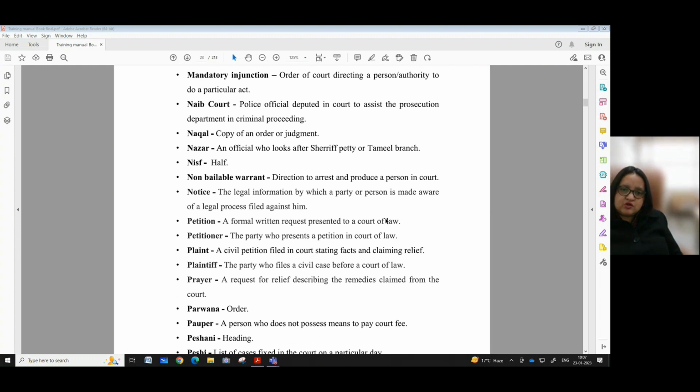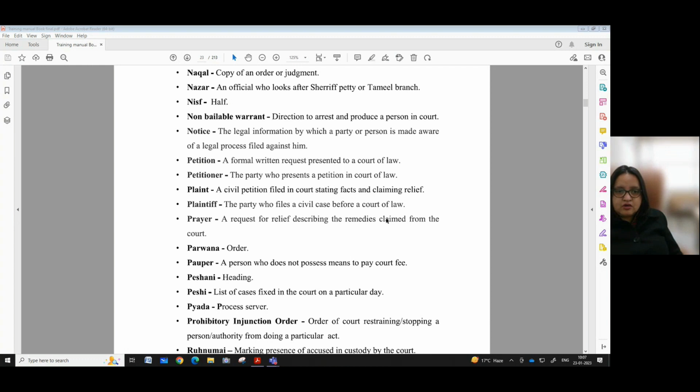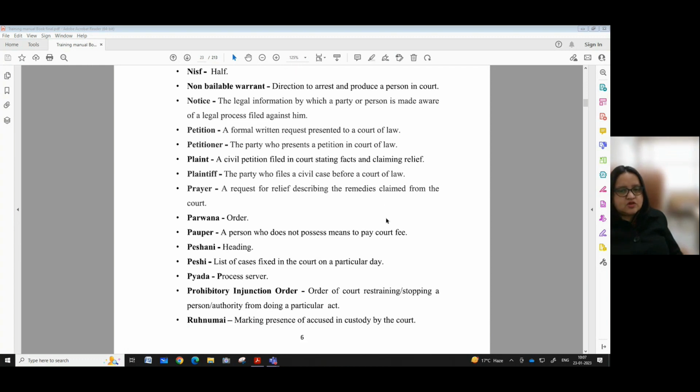Petition, a formal written request presented to a court of law. Petitioner, the party who presents a petition in a court of law. Plaint, a civil petition filed in court stating facts and claiming relief. Plaintiff, the party who files a civil case before a court of law. Prayer, a request for relief describing the remedies claimed from the court. Parwana, order. Pauper, a person who does not possess means to pay court fee.